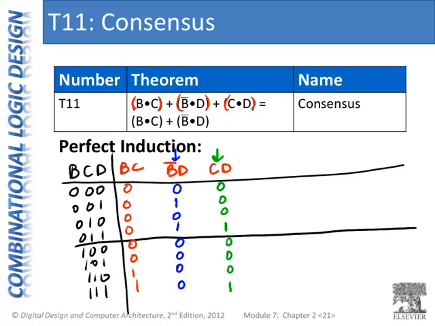And now we're going to OR these terms together. We'll get B and C, or B bar D, or C and D to get this expression. We're going to OR these columns together. And we'll get, so anytime there's a 1 in any of the columns, we'll get a 1, 0, 1, 0, 1, 0, 0, 1, 1.